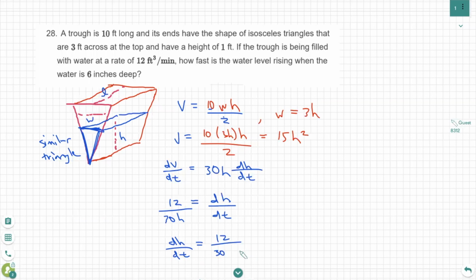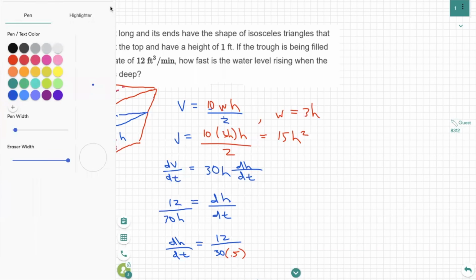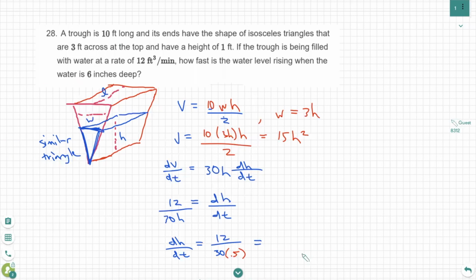But in this case, you don't want to plug in 6. You know why? Oh, right. We need to plug in 1/2. Yep, so it's 12 over 15, which is 4/5. 4/5, yeah. Okay, that makes sense.